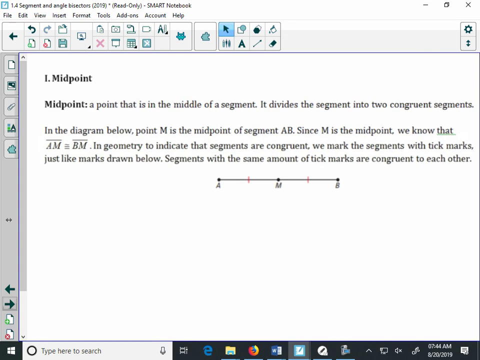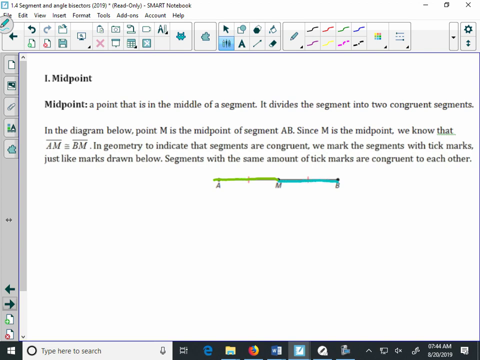So the first vocab word that we need to talk about is a midpoint. It is as it sounds. A midpoint is a point that is in the middle. It's directly in the middle. Because it's directly in the middle, it divides the segment into two congruent segments. Look at this diagram below. Point M is the midpoint of segment AB. Since M is the midpoint, we know that AM is congruent to BM, meaning AM and BM are the same.